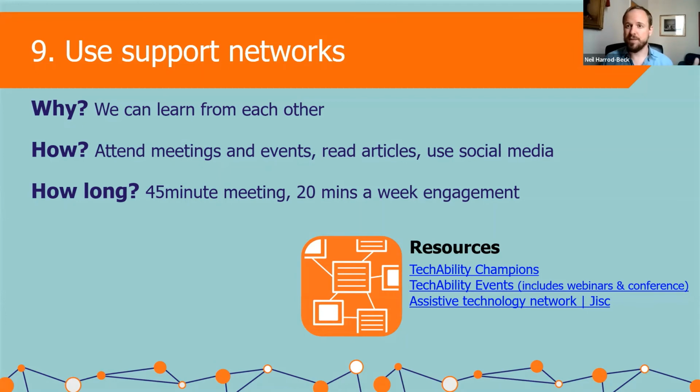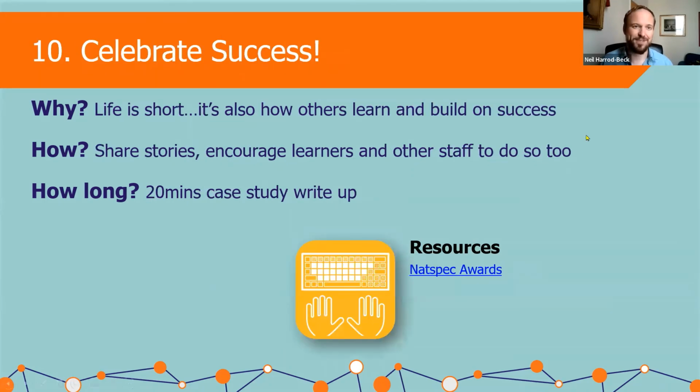So 45 minutes meeting for a champions, or you can do things locally in your area or with other people, and looking at probably 20 minutes a week engagement with social media, reading articles. So underneath we've got the Tech Ability Champions link, Tech Ability events, and Assistive Technology Network through JISC and ourselves, which is a collection of professionals who can help you with these things. Oh, and we've got webinars and conferences, which I'll mention soon.